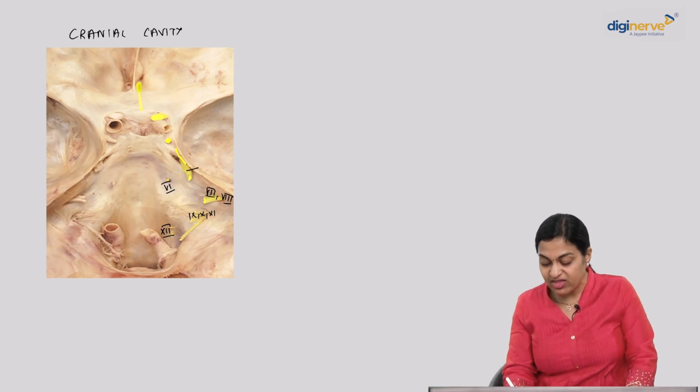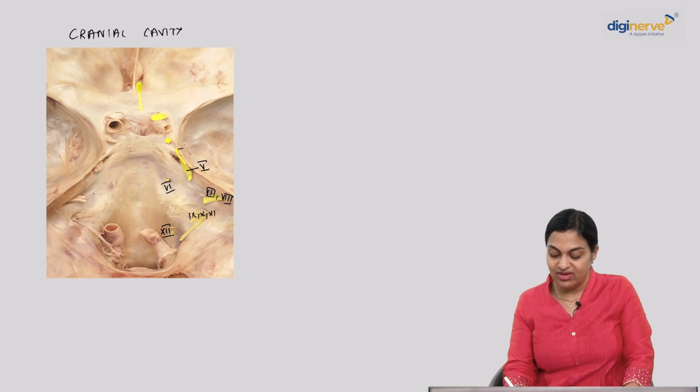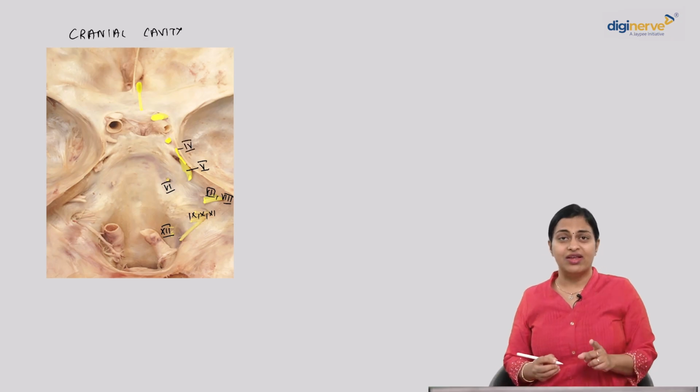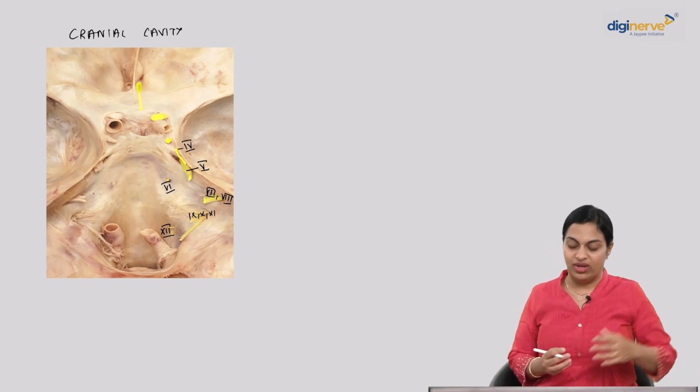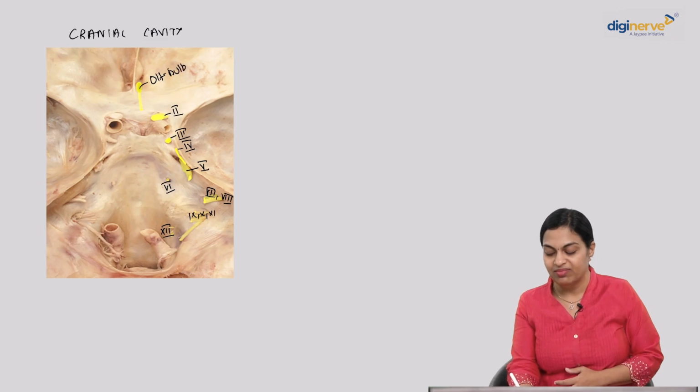The largest of the cranial nerves, this one, the 5th, and here the 4th. The 4th cranial nerve is the thinnest one, and this one is the oculomotor. This is the optic nerve. Here you're seeing the olfactory bulb.